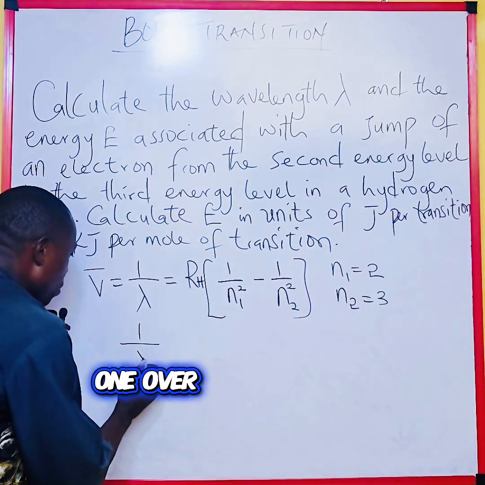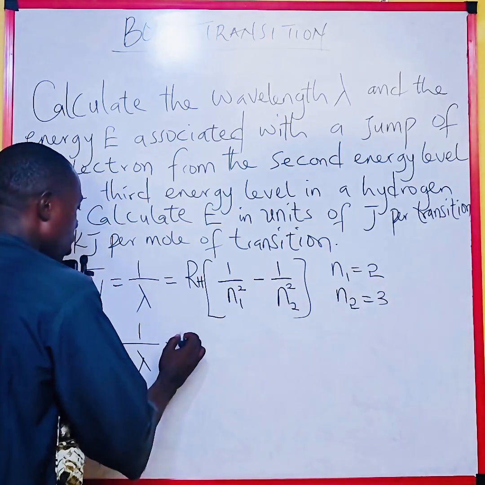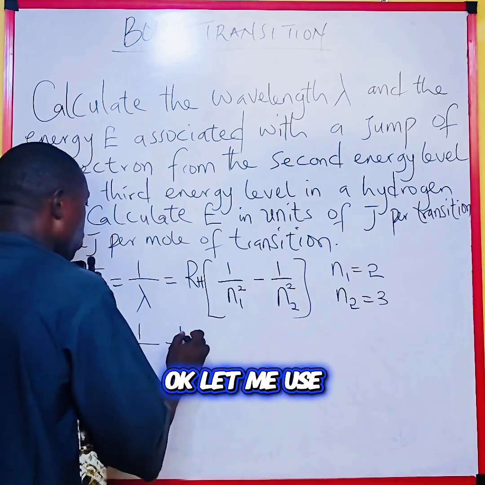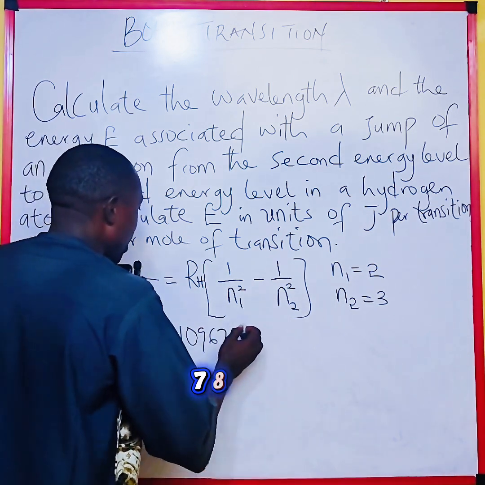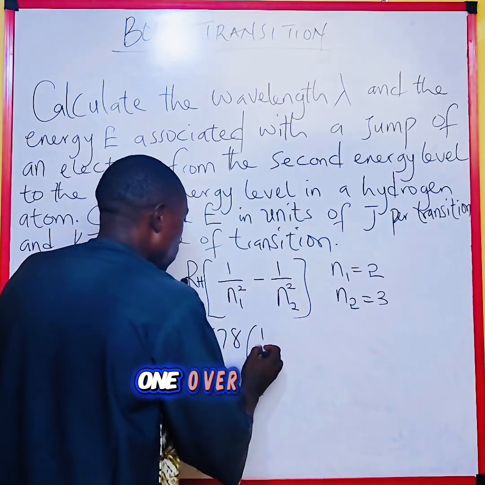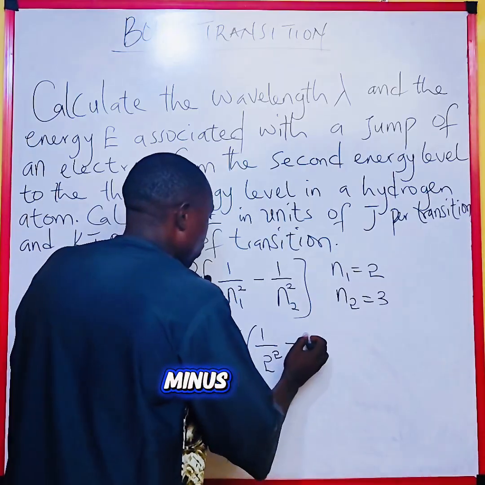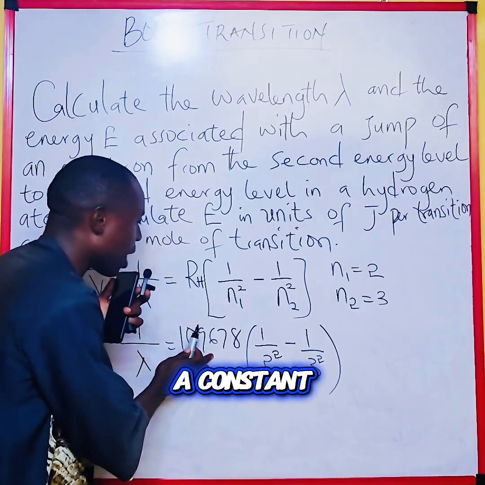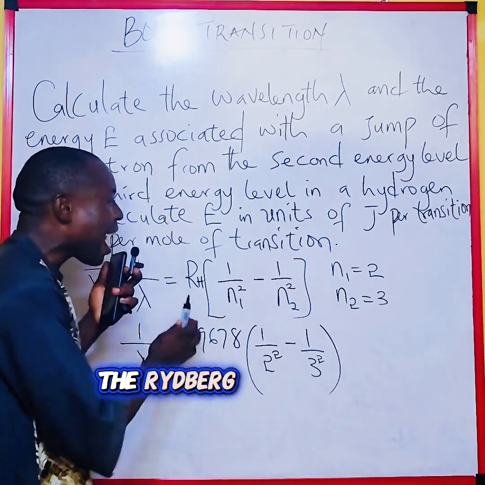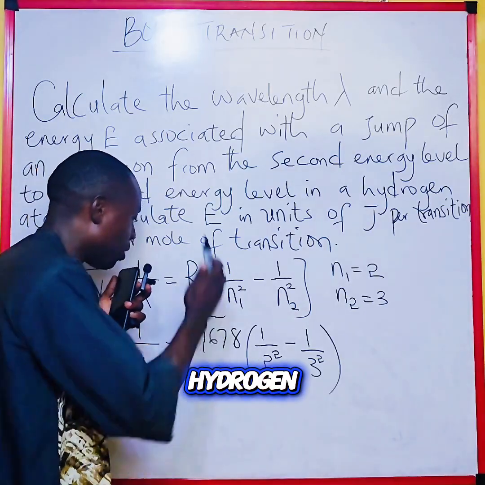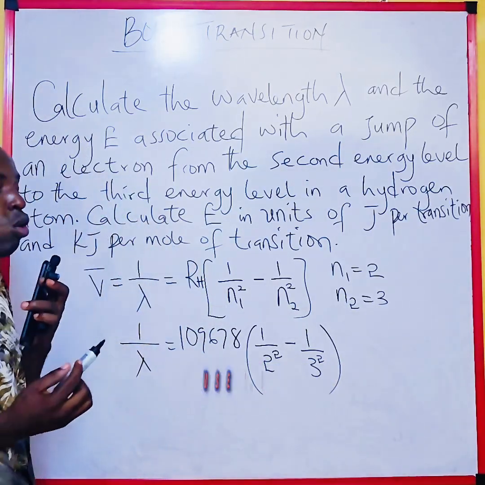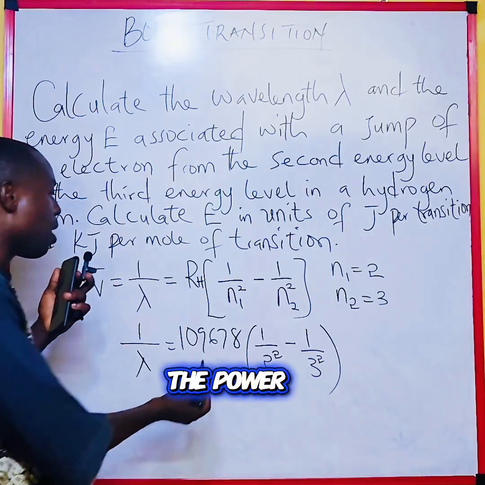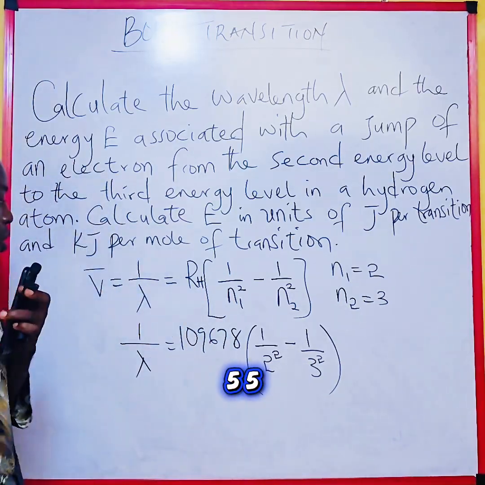So 1 over the wavelength is equal to 109,678 times (1 over 2 squared minus 1 over 3 squared). This is a constant called the Rydberg constant of hydrogen. I can use this, or I can also use 1.096 times 10 raised to the power 5. So let us go quickly.